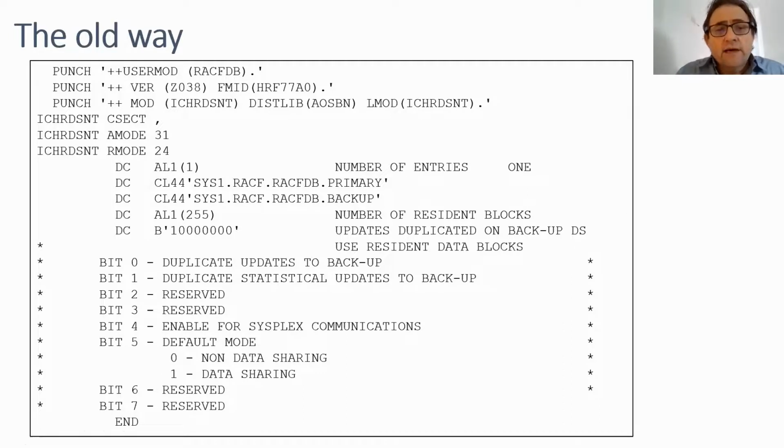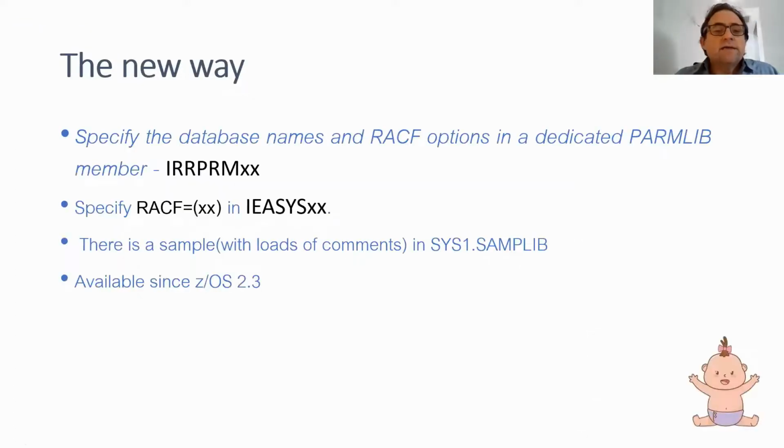So that's the old way. Create a user mod, compile, link, assemble, link edit, or bind, as it's called nowadays. And the new way to do it is, there's a new member in PARMLIB called IRRPRMXS. You specify RACF=XX in your IEASYS member, and then it'll pick up the IRRPRM with the correct suffix.